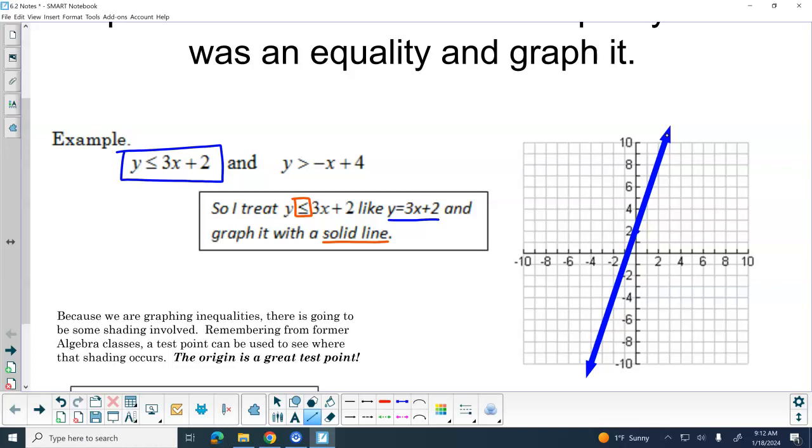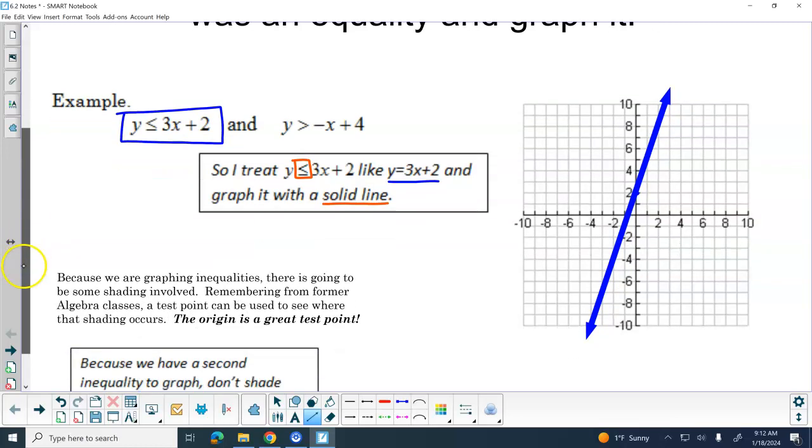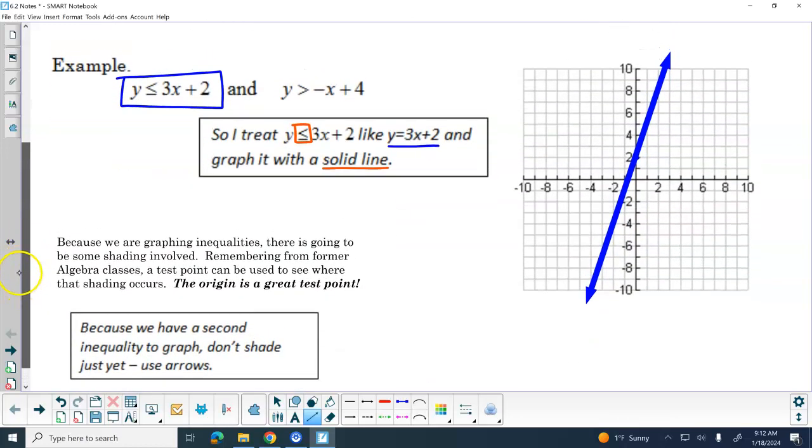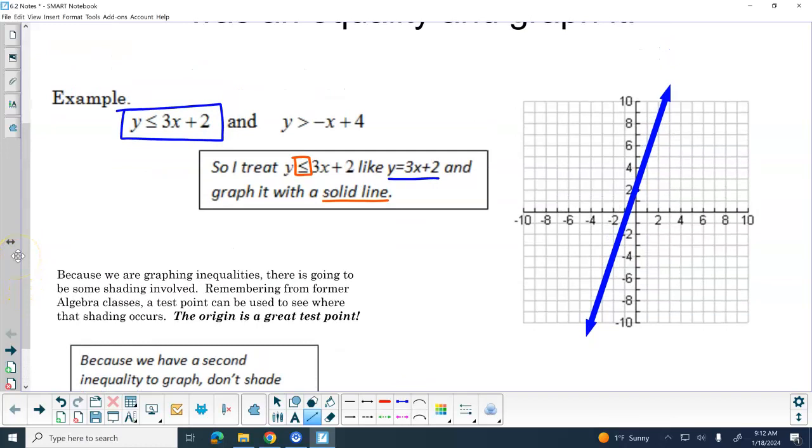Yeah. But now, because it's an inequality, that means it's going to give us a whole range of values. And remember how we said first semester that if we don't go through the origin, we're going to test point the origin. Okay? Right? And so my test point is going to be the origin. So I'm going to plug the origin back into my original inequality.